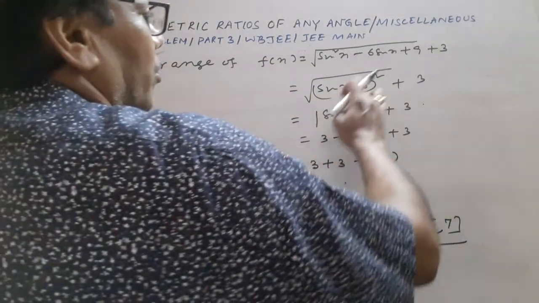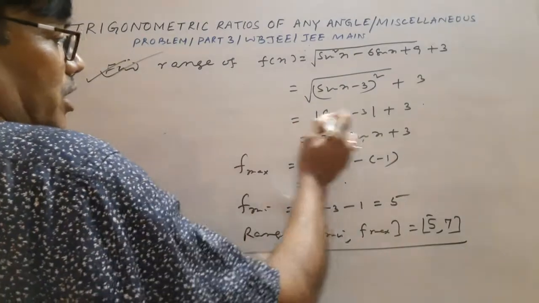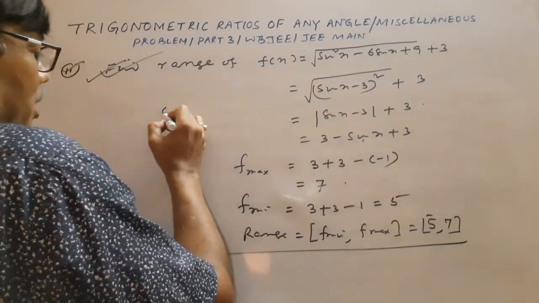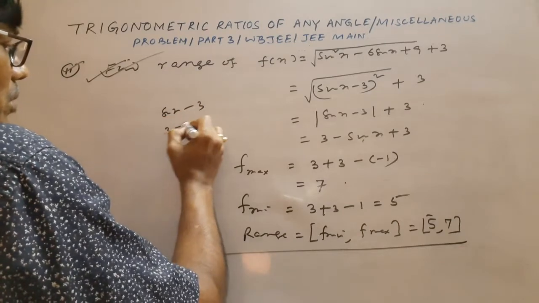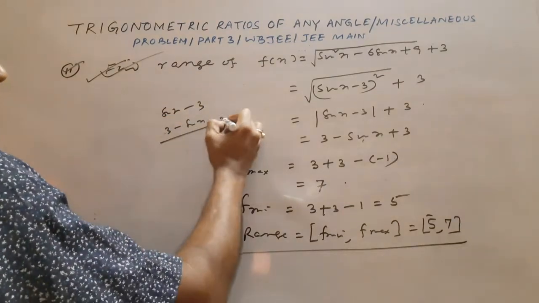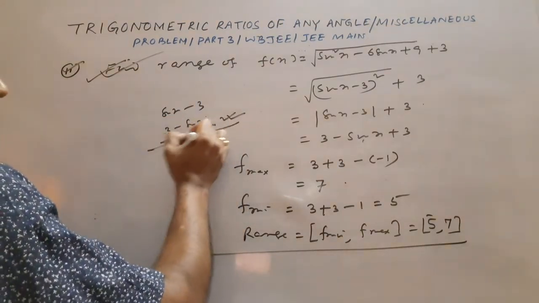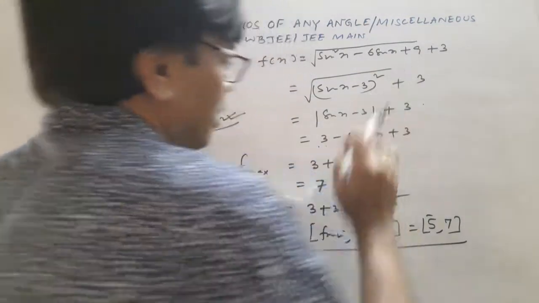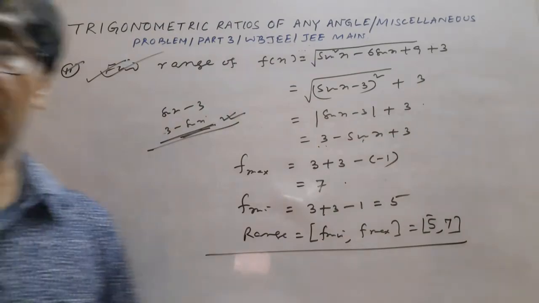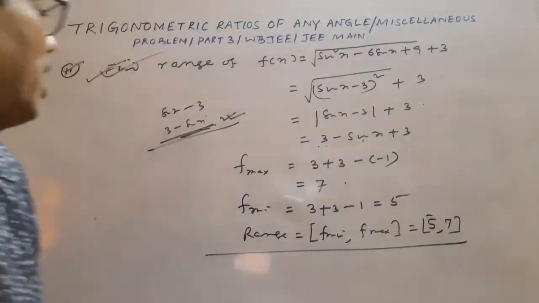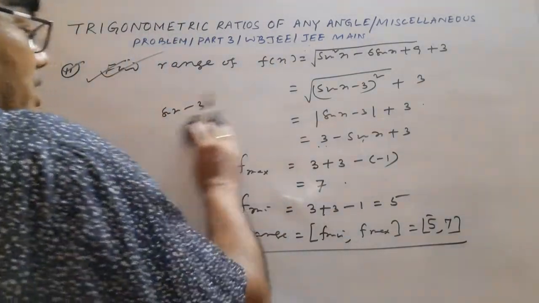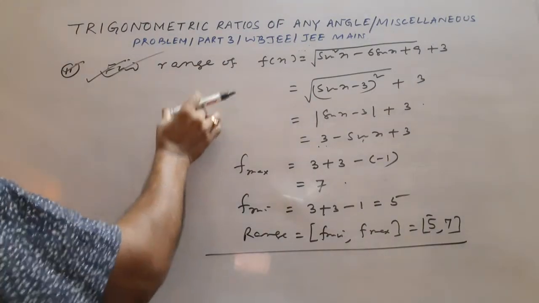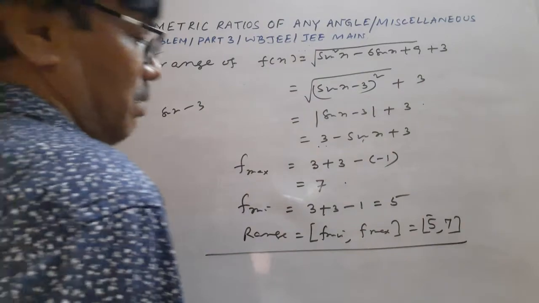Look at it again: this is a square root of a square, so it is sin x minus 3, or you can write it as 3 minus sin x. 3 minus sin x is always positive because sin x lies between minus 1 and plus 1. That is why we are writing 3 minus sin x. If someone writes the square root omitting the modulus as sin x minus 3, then it is wrong because it is negative, and the square root of a negative is imaginary.